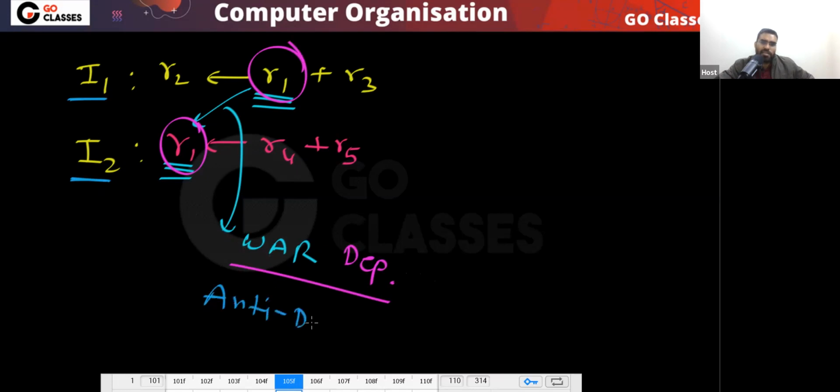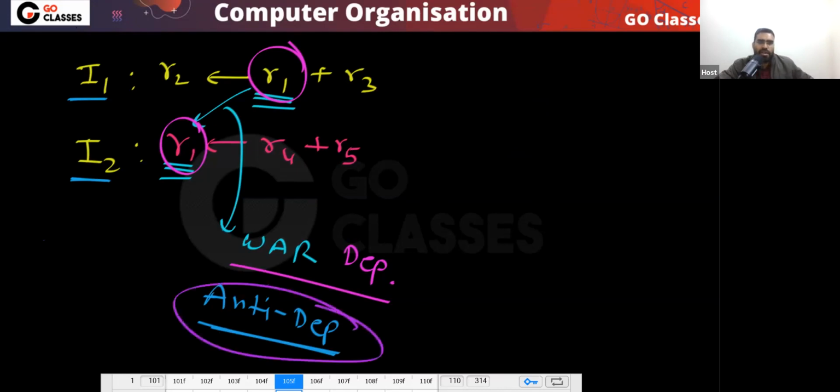Can you see why this is anti-dependency? Because your flow dependency is like this, and this is like this. It's reverse flow, something like that. This is not a big thing, but this is called anti-dependency. The reason is that this is just the opposite of the natural flow. This is the natural flow, this is the flow dependency. So this is the opposite of the flow dependency, and that is the reason it is called anti-dependency.